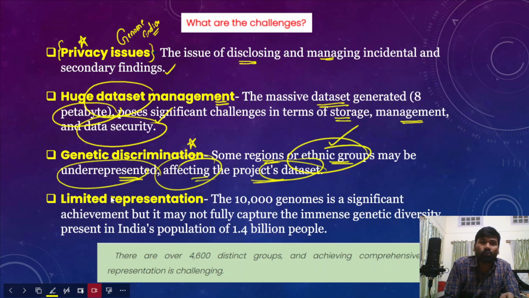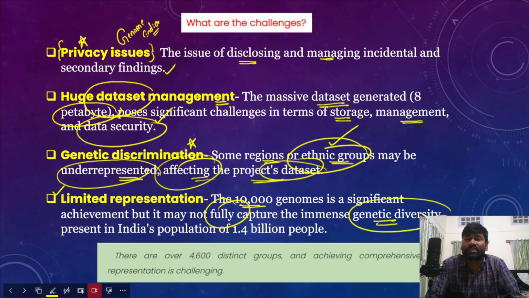Okay, so after that we should also talk about the limited representation of the Genome India project, which is also considered a major challenge, because the 10,000 genomes is a significant achievement. No doubt that these 10,000 genomes have been sequenced as part of the Genome India project. So it is a very important achievement, but it may not fully capture the immense genetic diversity present in India. Please remember, earlier we discussed that in India there are over 4,600 distinct population groups.